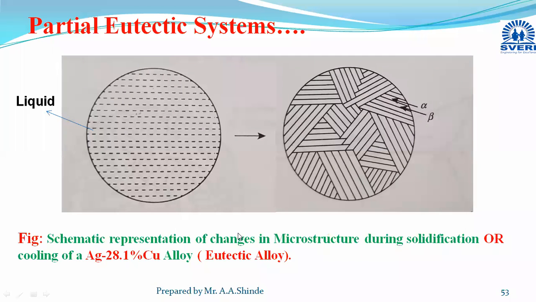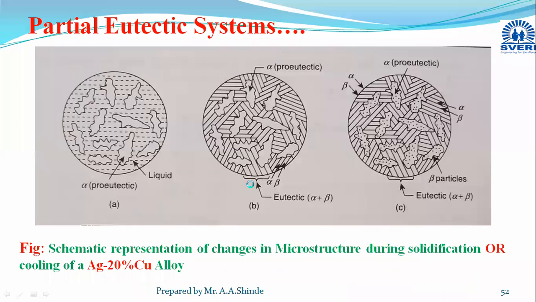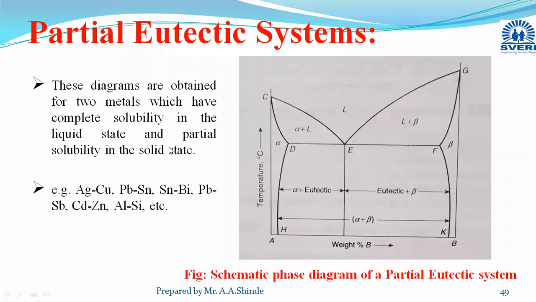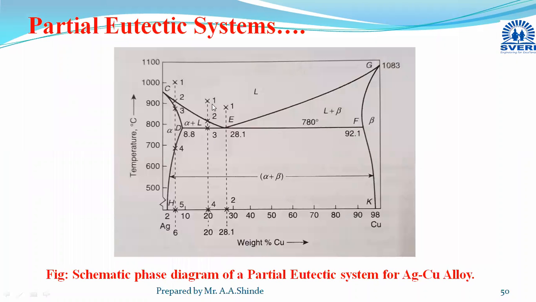Okay, in this way we have discussed this partial eutectic system. What is the meaning of partial eutectic system? We have discussed this. When these types of diagrams are obtained, then its examples and explanation of the lines like liquidus line, solidus line, and solvus lines. Then what is alpha solid solution, beta solid solution, then microstructural changes, and the two curves for hypereutectic alloy.